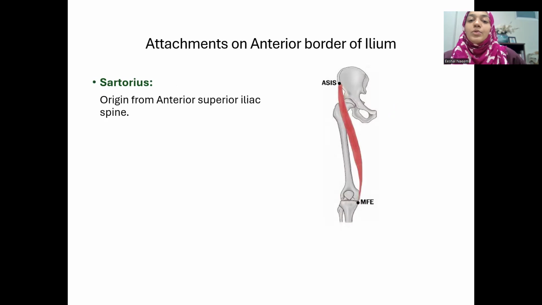Moving on to the sartorius. The sartorius is a very beautiful muscle because it curves all the way from the anterior superior iliac spine to the medial epicondyle of the tibia. So it crosses the thigh obliquely from the anterior superior iliac spine all the way to the medial epicondyle of the tibia. That's your sartorius.